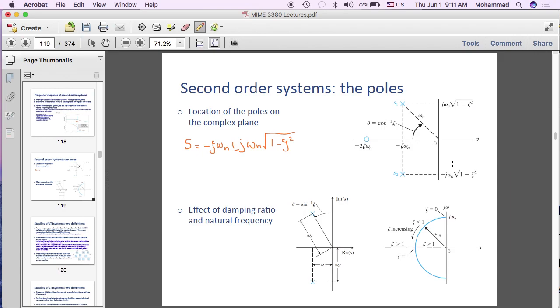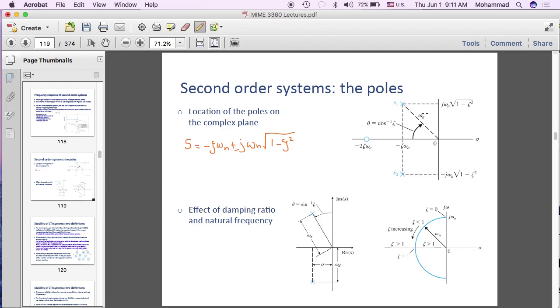Now, if you look at the geometry, you can determine a few important factors from this figure. This is a right triangle, and you're looking at the hypotenuse here. So if you take into account that this side is omega n square root of 1 minus zeta squared, and that this side is minus zeta omega n, and apply the Pythagorean theorem, you can see that this distance is going to be your natural frequency.